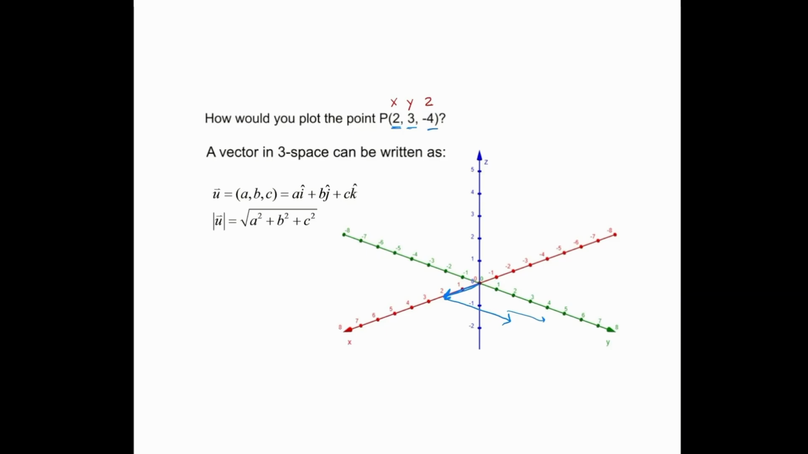And now we need to go down 4 in the z direction. So negative z is in this direction. So now we are going to go down 4 in the z direction to get to our point. So that's how we would draw that. Now, what would that look like if we were in 3D? And I'm going to take you back to that GeoGebra and show you.